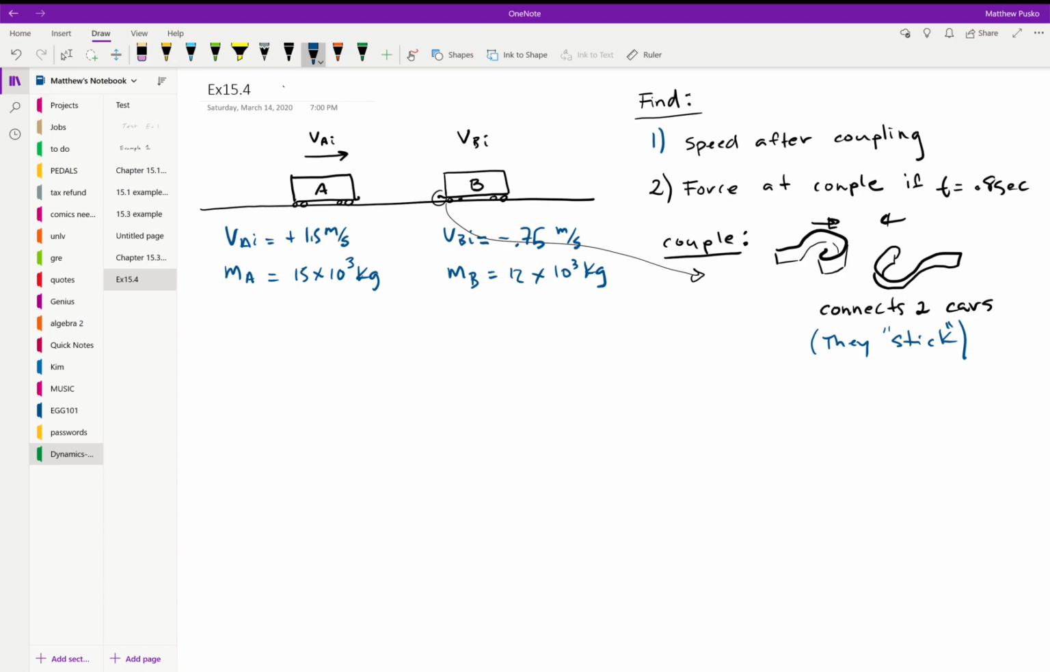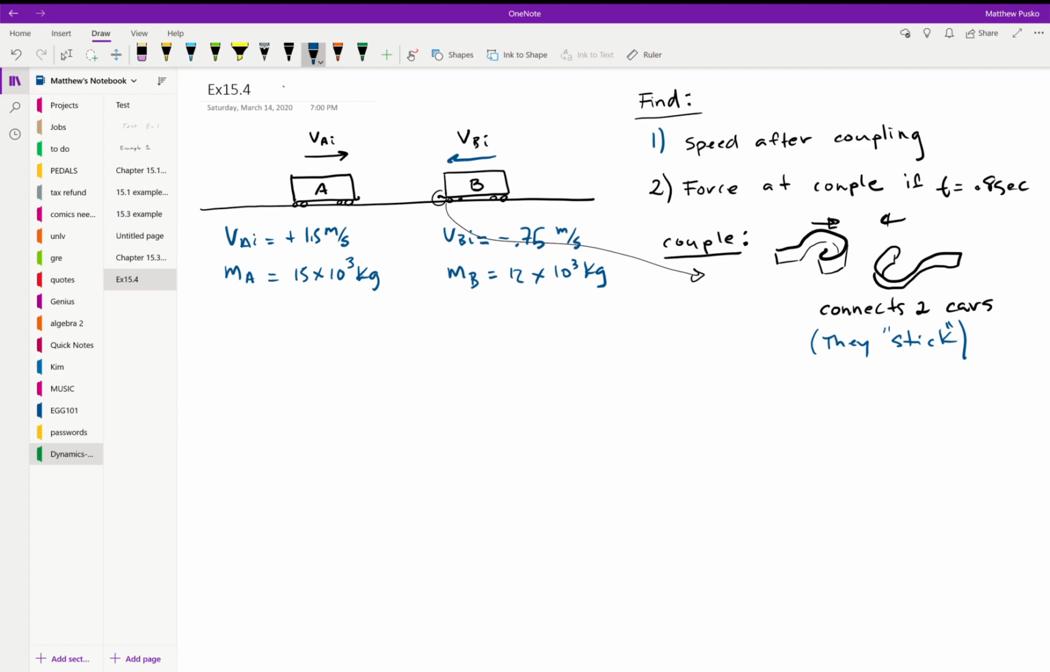Hello, I'm going to work example 15.4 for y'all. In this example, we have two train cars both moving towards each other. One has a velocity of a positive 1.5 meters per second. We're going to call that to the right. And the other has a negative velocity of 0.75 meters per second. We'll call that to the left.